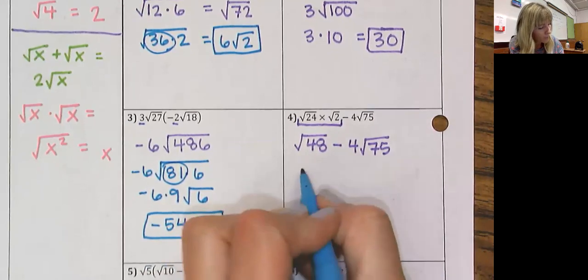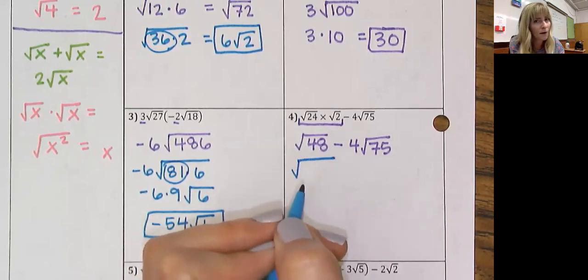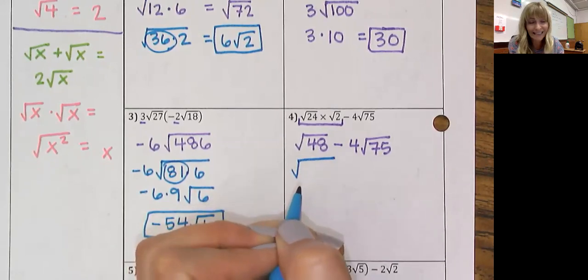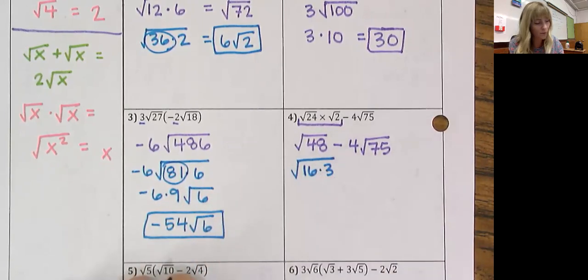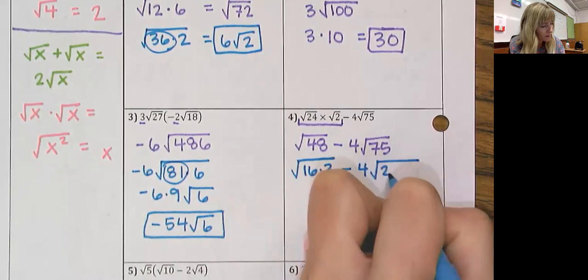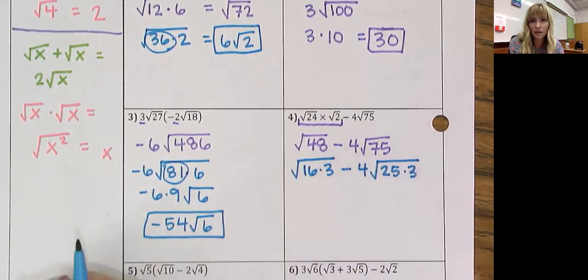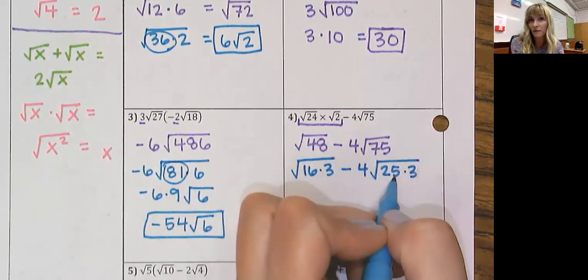So I am going to, let's see, 48 divided by 2 is 24. 24 is not a perfect square. 48 divided by 3 is 16. 16 times 3. 16 is a perfect square. There's a couple common ones that start to come up a lot. Square root of 75. 75 will always break down to 25 and 3.